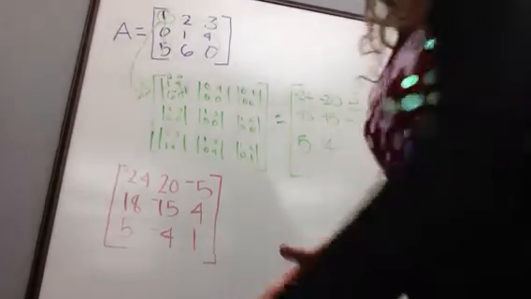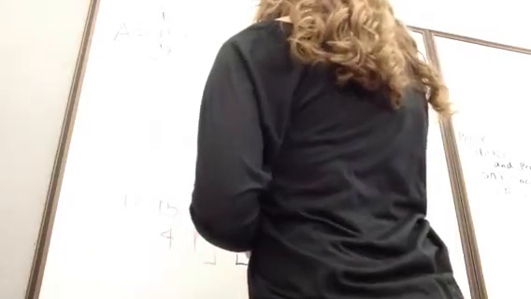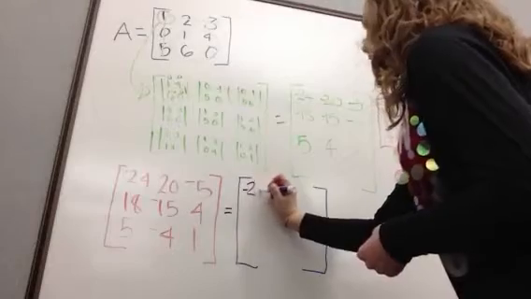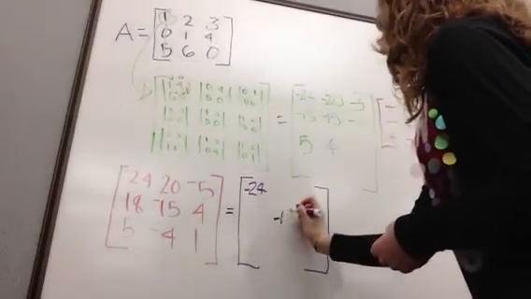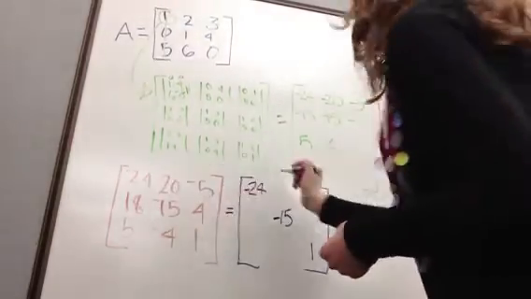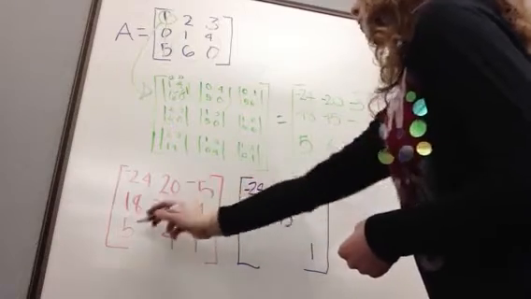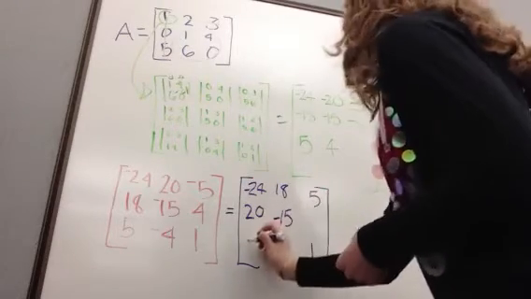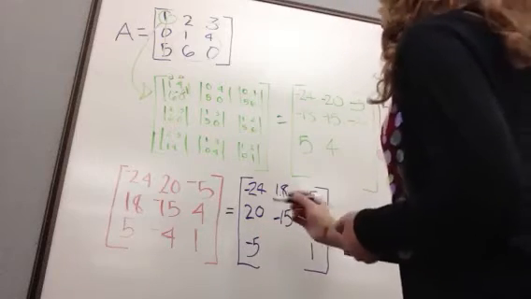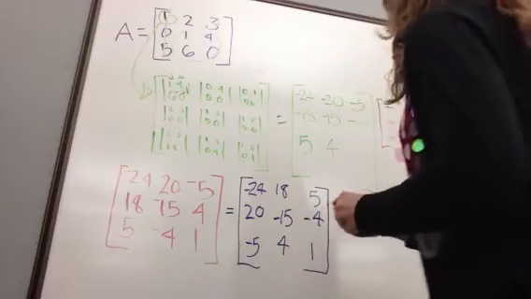So the next thing that we're going to be doing is switching the numbers here. All the diagonals will stay the same, so we're still going to have negative 24, negative 15, and 1. And then we're going to switch each of these numbers. So 20 is going to switch with 18. Negative 5 is going to switch with 5, so we'll have 5 and negative 5. And 4 is going to switch with negative 4, so negative 4 and 4.